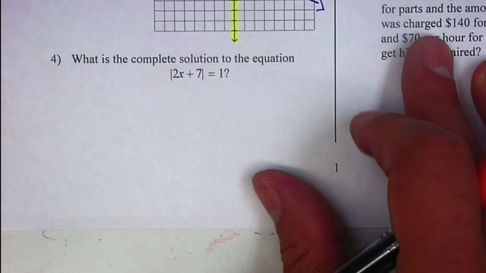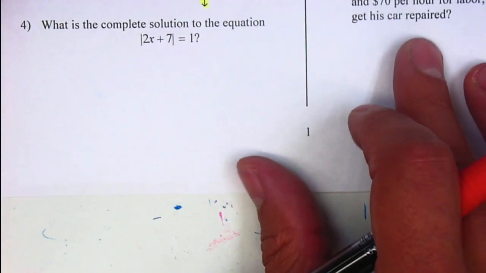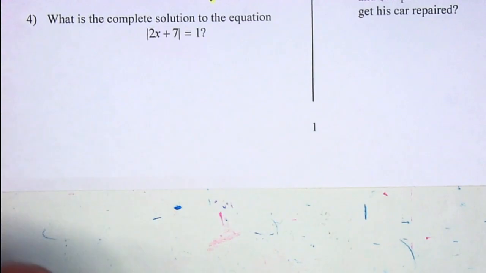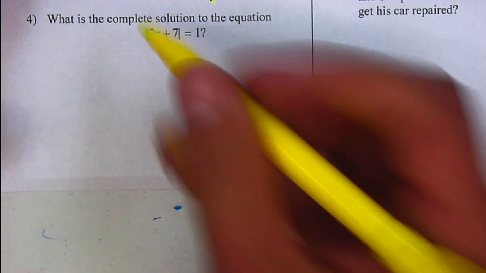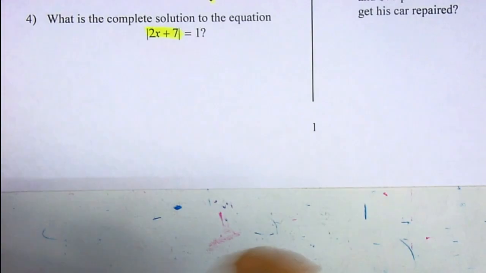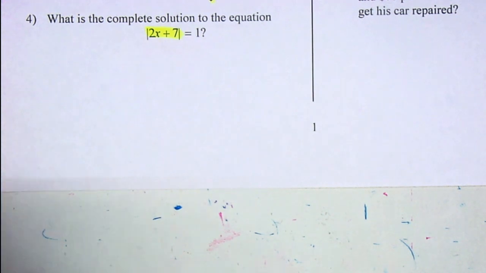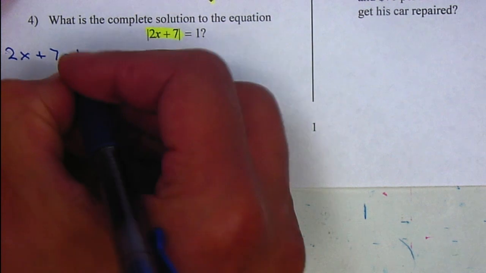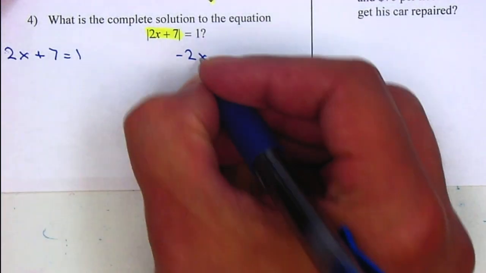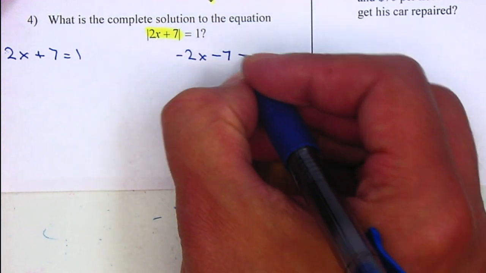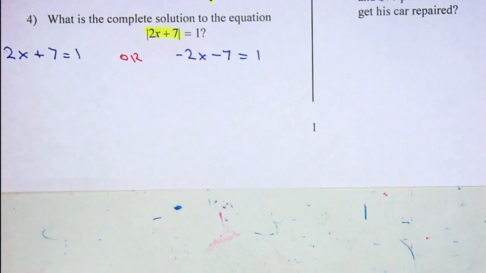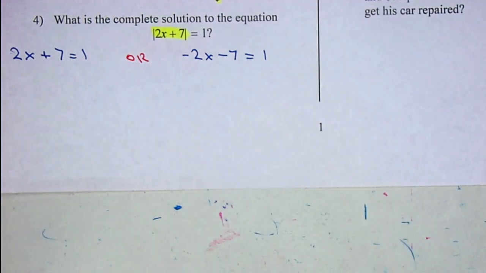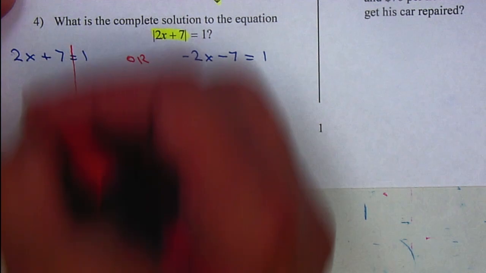Problem number 4. What is the complete solution? Once again, we have an absolute value equation. That means that we're going to have two solutions. The first one will be the same, 2x plus 7 is equal to 1. The second one will be the opposite. That's a positive, will be negative 2x. That's a positive, will be negative 7. And remember, whenever there's an equal sign, just an OR in between. And we're going to solve each equation separately.